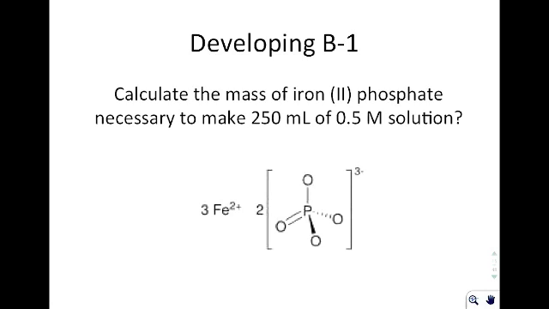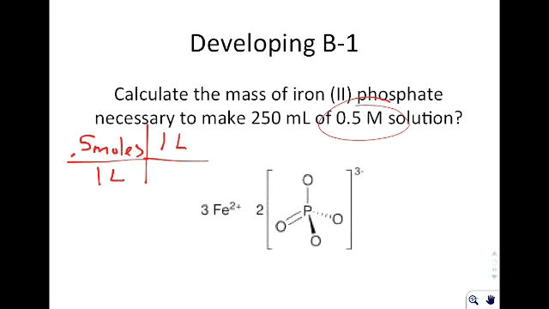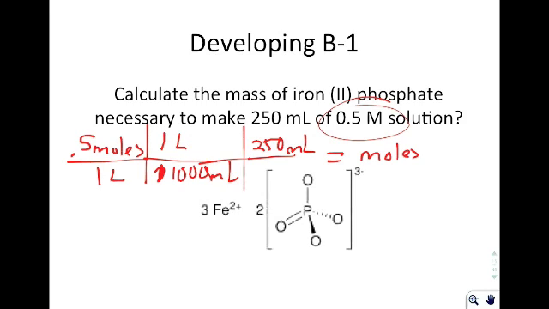So you see right here it says calculate the mass of iron phosphate necessary to make a 0.5 molar solution. So we've done this a lot in the labs, but now we're officially covering it in the presentation. And it says, okay, I need to make this. So what I need is 0.5 moles per 1 liter. But I don't need 1 liter of solution. Instead, what I need is 250 mils. So I would say 1 liter is 1,000 milliliters, and then I'd multiply it by 250 mils. When I do that, that would give me the number of moles that I need.